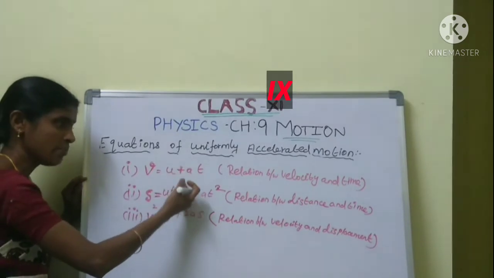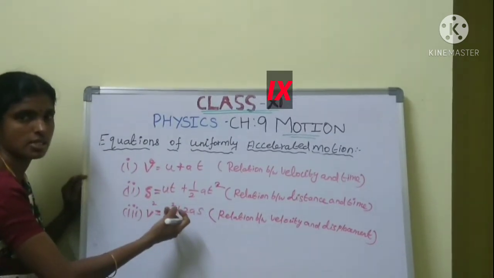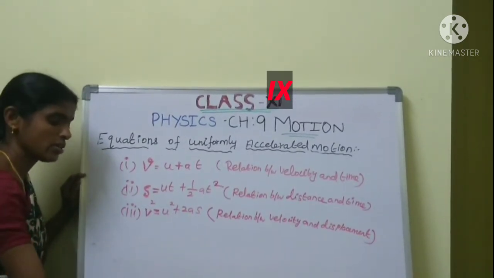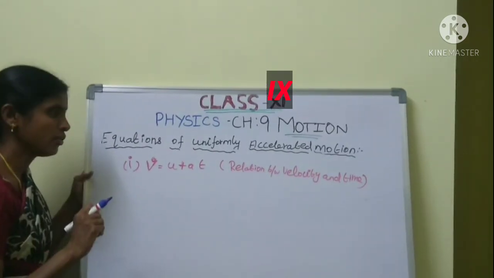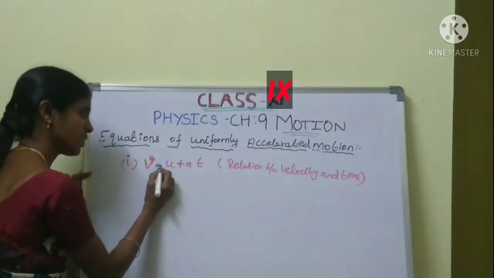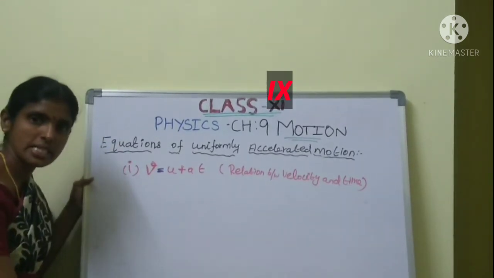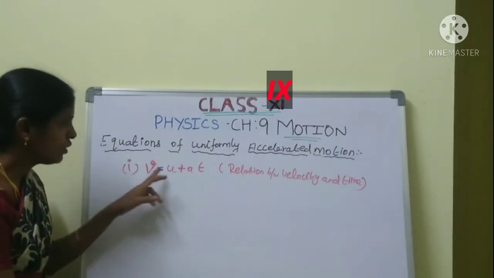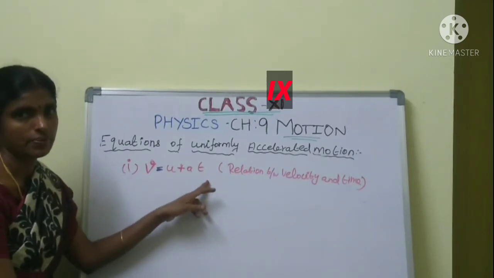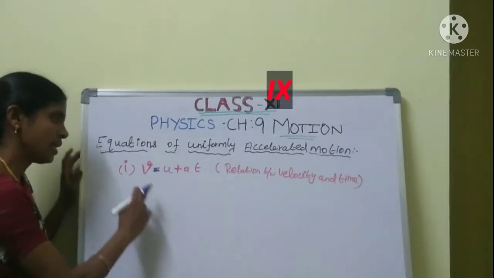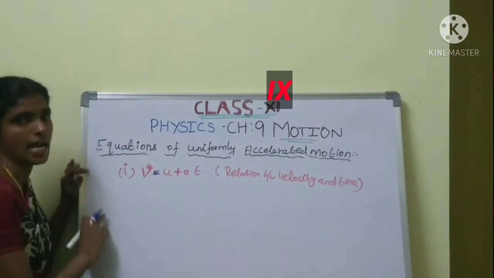How do these three equations come about? Okay, students, now we are going to derive the first equation. What is the first equation? v equal to u plus at. The relation between velocity and time.